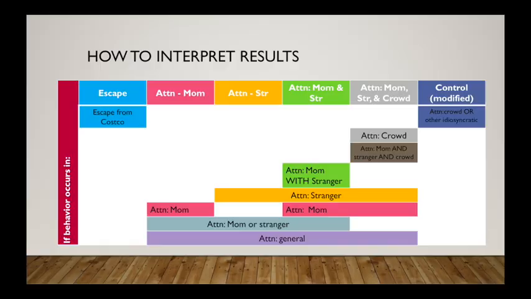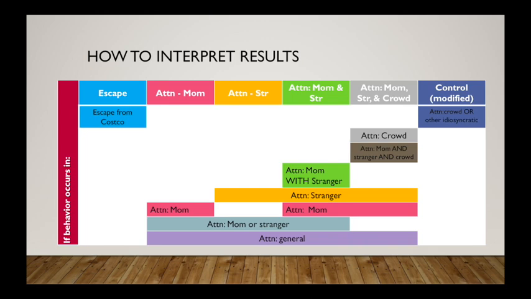The table represents a tentative way to interpret the results of the FA. If behavior occurs at high rates in escape, it is likely maintained by escape. If the behavior occurs at high rates in all of the attention conditions, it is likely maintained by attention in general. Idiosyncratic functions may also be identified if the behavior occurs at high rates in and only in conditions where the maintaining reinforcer is delivered. For example, as highlighted in pink, if the behavior occurs in all conditions where mom's attention is a consequence, but not in conditions where it is not, then the behavior is likely maintained specifically by attention from mom.